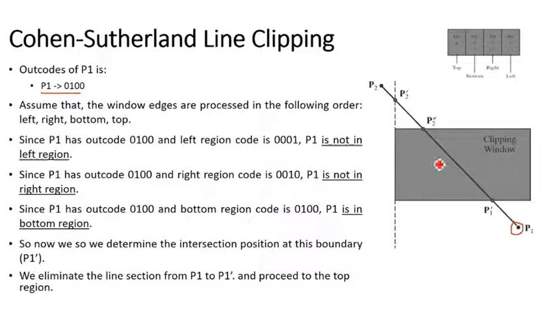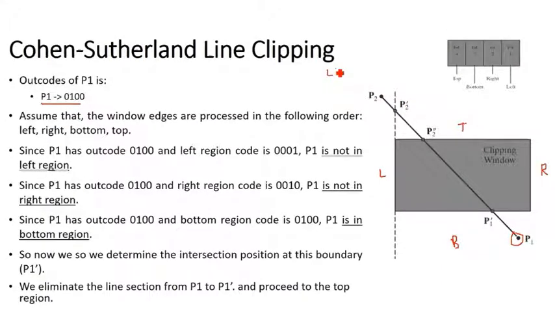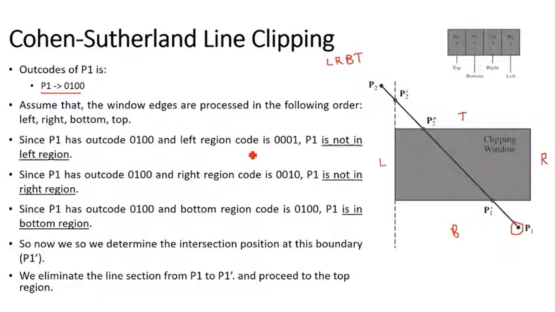So I set an order of evaluation now. Let us say I am going in the order left, right, then bottom, then top. I can go in any order, but one order has to be fixed while I am running my algorithm. So I have to perform all the operations in the same order. First I'll take the outcode of this point and I will take the region code of left, and then I perform AND operation between them.